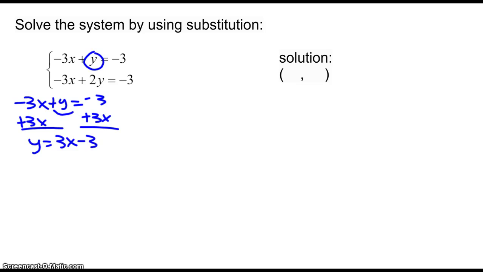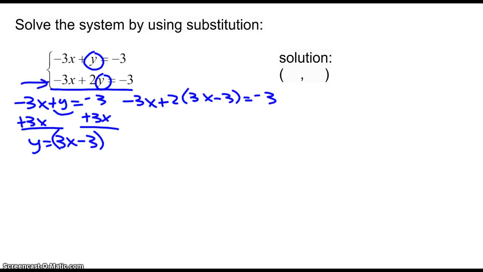And then what I'm going to do is rewrite this equation, but whenever I get to the y, I'm going to substitute in a 3x minus 3. So I'm writing this equation over again, negative 3x plus 2, but when I get to this y, I'm going to substitute in 3x minus 3, and that's equal to negative 3. Okay, so I just rewrote this equation again, but when I got to the y, I plugged in a 3x minus 3. Okay, now we need to solve.